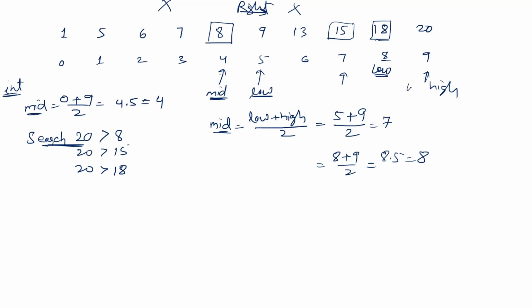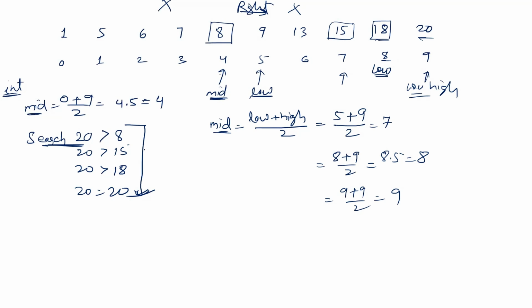Now, your low and high will be the same. So if you calculate low plus high by 2, you will get 9 only. And if you search 20, you will find that 20 is equal to 20 and the element is found. So in order to search 20, how many comparisons are you making? A total of 4 comparisons you are making in binary search.